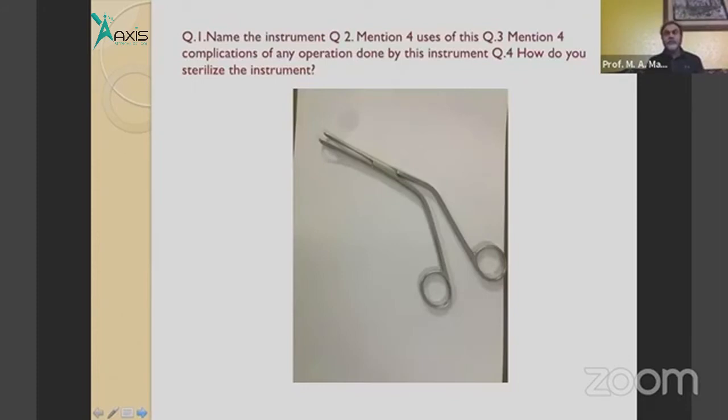Now, this is a classical instrument we can get in the exam. As you know, this is called tonsil holding forceps. We have two blades. These two blades are very blunt actually, not sharp. That's why this is tonsil holding forceps. But in case of a sharp blade, it is Lak's forceps. We'll show that later. Okay, so name the instrument. This is tonsil holding forceps.